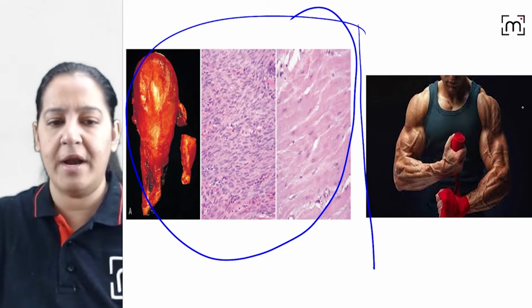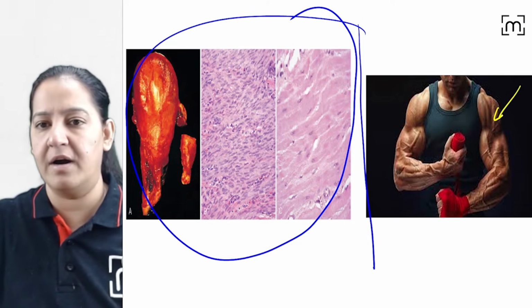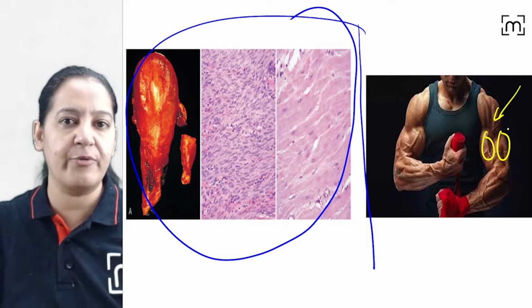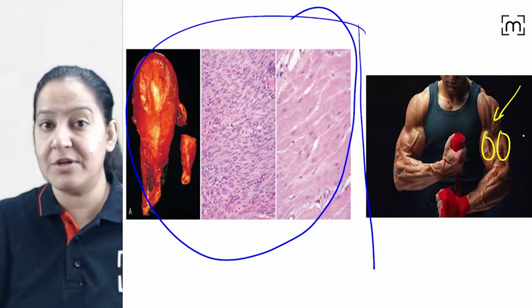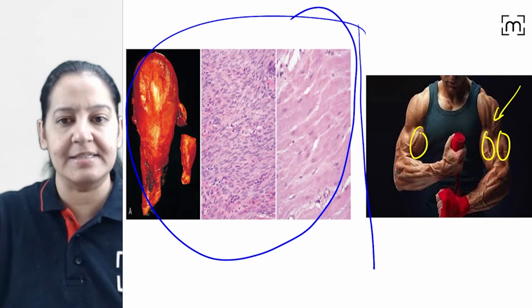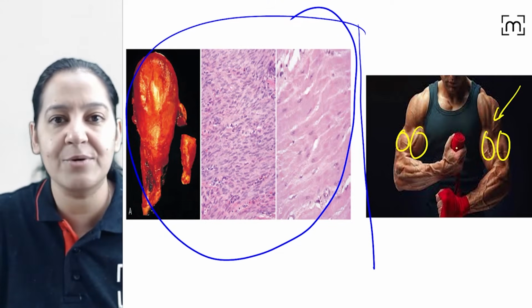Someone is doing more and more gymming, more and more manual work. See the biceps, triceps, they increase in size. Have you ever thought, do you do gymming? If you do the gymming, the biceps and triceps will increase in size. Yes. So why do the biceps and triceps increase in size?